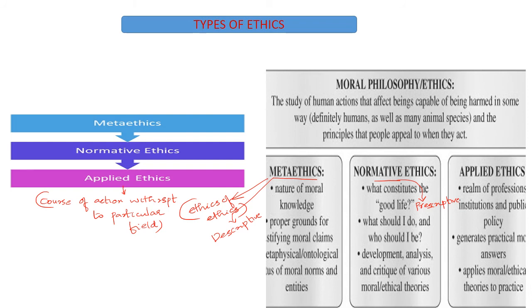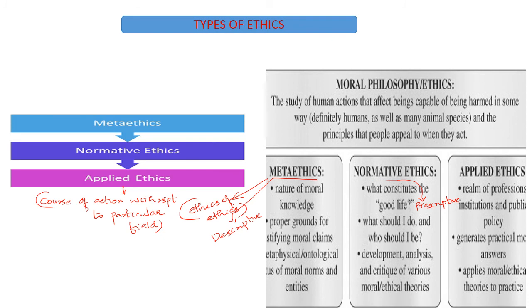Then normative ethics. Normative ethics means what constitutes a good life, what should I do and who should I be. So it's a prescriptive branch. It tends to arrive at conclusions about acceptable behavior in a society. How should I behave in a society? So these all come under normative ethics. Normative ethics is again divided into deontological, that is the duty based one, then teleological or consequentialist approach, and then ethics by virtue. These all things we discussed in the previous slide.